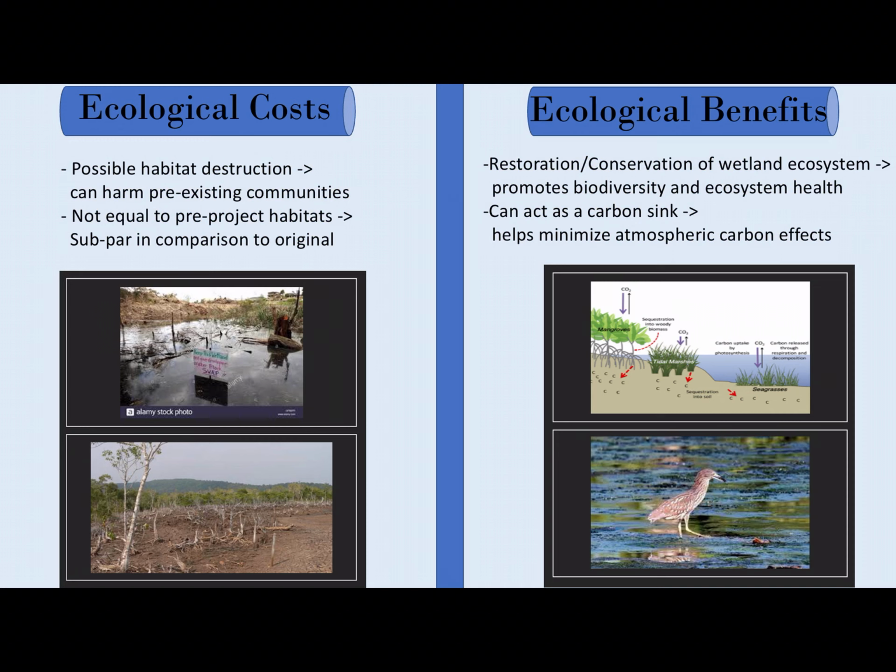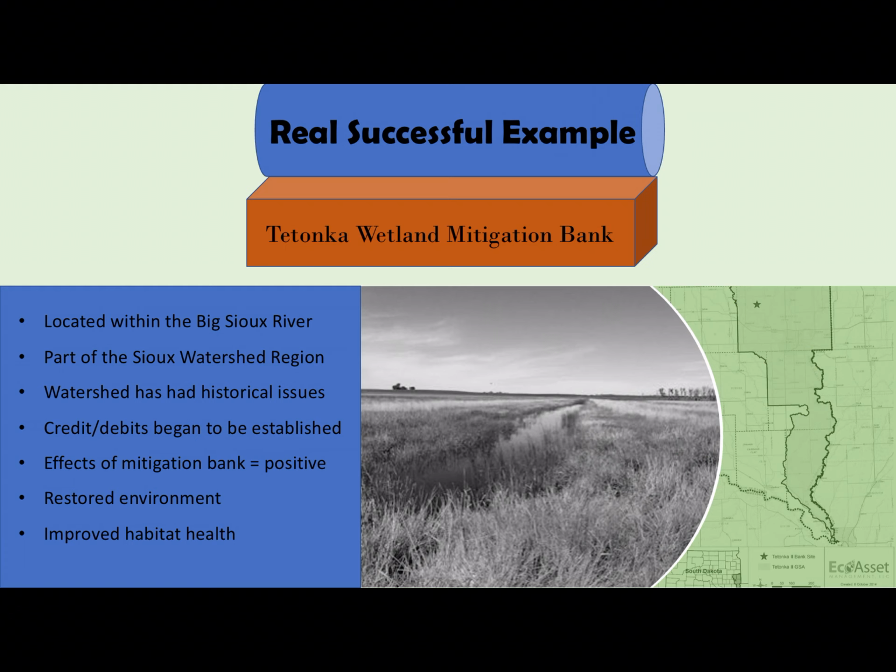A successful example would be the Tatanka Wetland Mitigation Bank located in the Big Sioux watershed region. This watershed has a history of problems with polluted water, mainly from agricultural runoff. The Wetland Mitigation Bank creates credits for developers to buy as part of their permits to compensate for their future impacts on wetlands of the region. So far, the mitigation bank has been a success as it serves as a natural filter for the Big Sioux River as well as its own aquifer, which provides drinking water for the city of Sioux Falls.